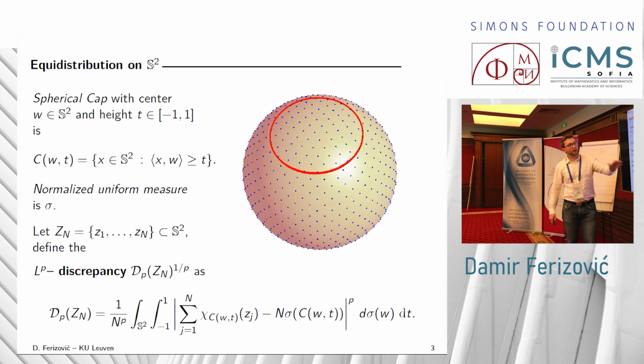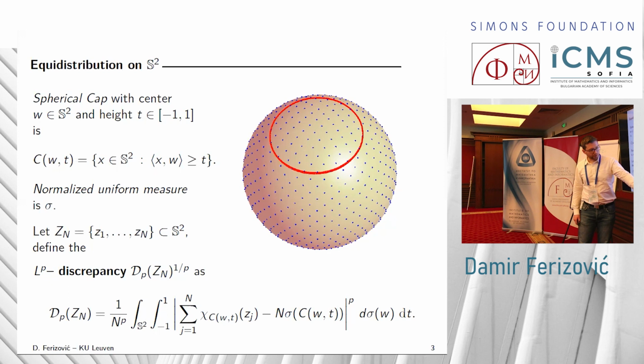So note either the interior or the exterior could be a spherical cap. We don't know it from this picture, we just know that the boundary is basically the red line. Now, finally, for point sets on the 2-sphere, or basically any sphere, what you can consider is the LP discrepancy, and that's defined in the following way.